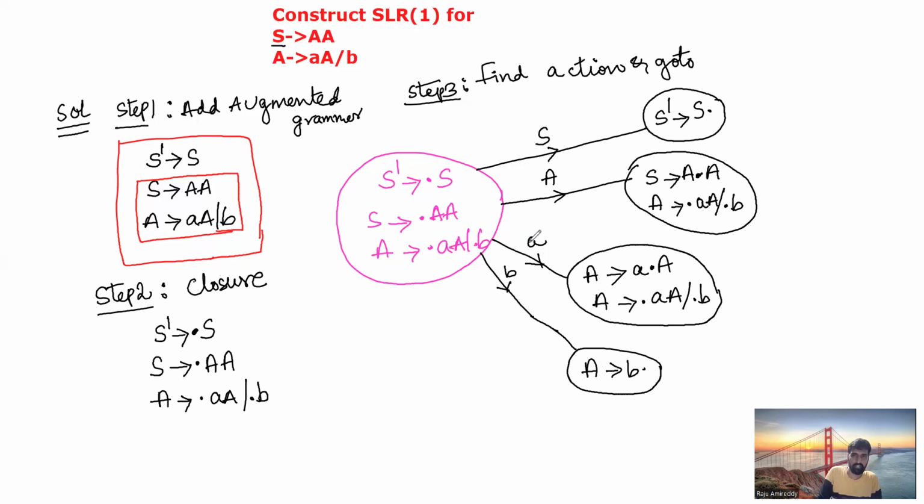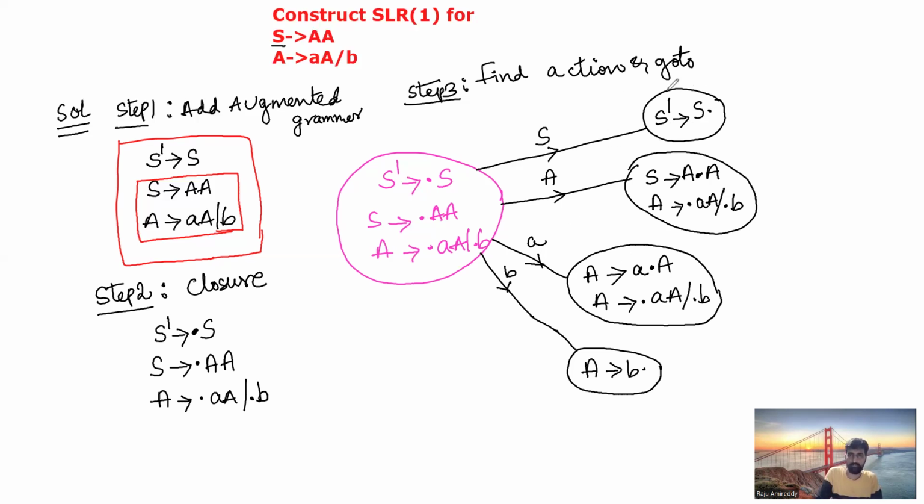So for the small a, A tends to a dot A. Again, after that, we have capital A. For capital A, in the given production, the values are A tends to a by b. That's why we have written as it is. For small a also, dot a will become a dot A. The small b will become A tends to b dot. So this is a way to find the go-to and action moves.